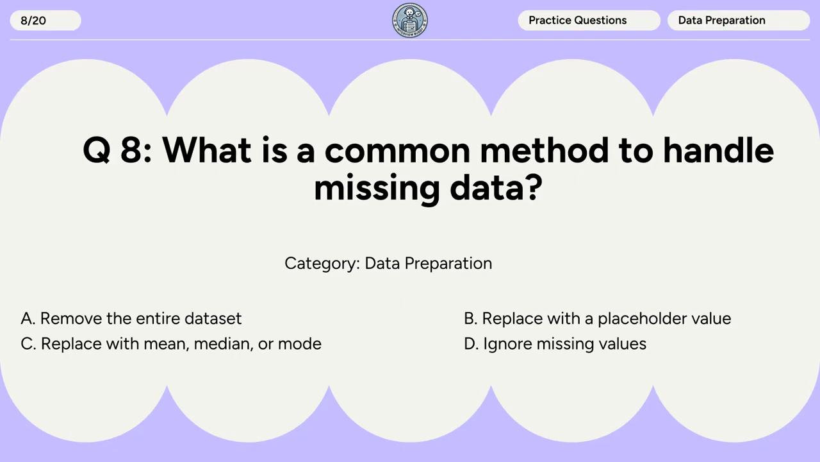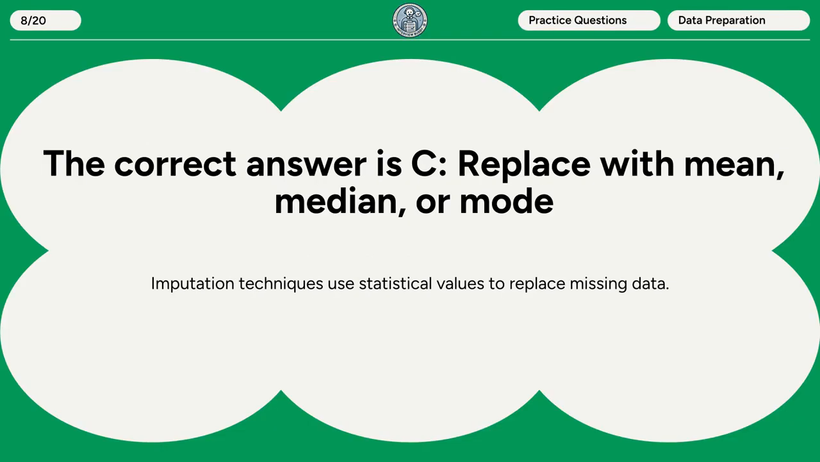Question 8. What is a common method to handle missing data? A. Remove the entire dataset. B. Replace with a placeholder value. C. Replace with mean, median, or mode. D. Ignore missing values. The correct answer is C. Replace with mean, median, or mode. Imputation techniques use statistical values to replace missing data.